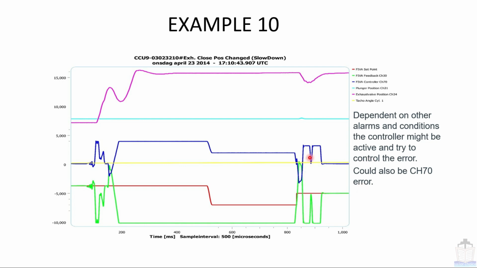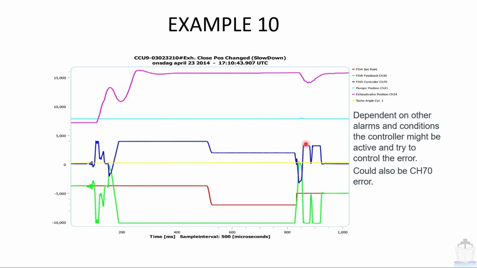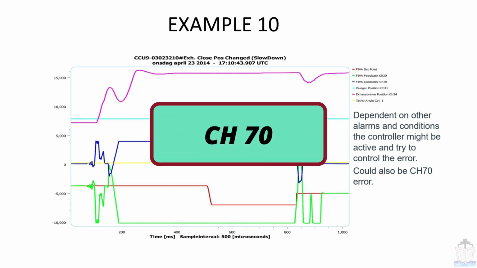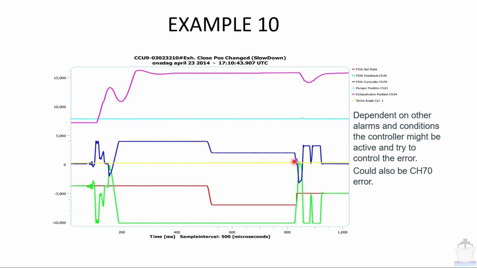So there are few possibilities. First one is channel 30 itself not working, means channel number 30 sensor is giving erratic signal. Second is MPC channel number 70 is not working properly. Third one is Parker valve is defective. So these three possibilities can happen by seeing this graph.